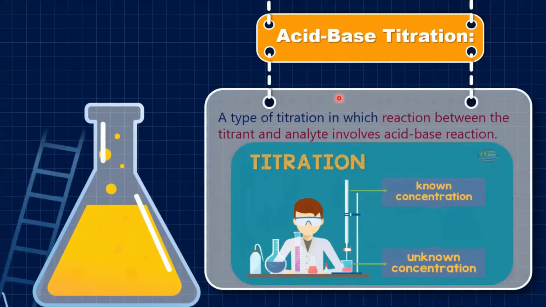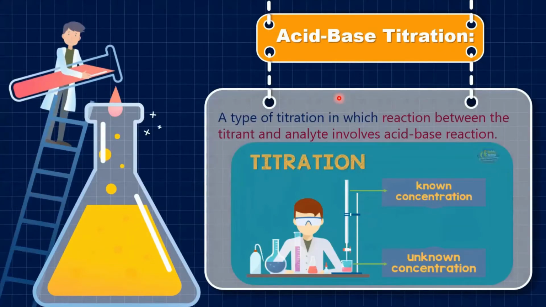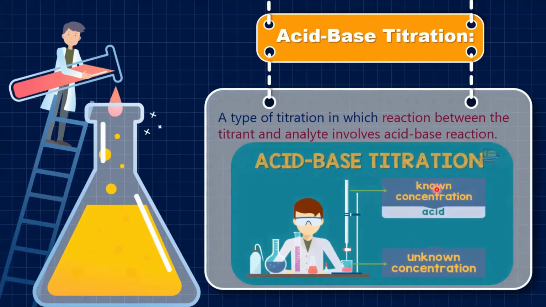I'm going to discuss acid-base titration and how it can be useful in the determination of organic compounds. Basically, it is a type of titration in which the reaction between the titrant and analyte is an acid-base reaction. For example, an acid solution of known concentration is reacted with a base of unknown concentration, and in this way the unknown concentration of the base can be determined. Similarly, we can take a base with known concentration and react it with an acid of unknown concentration, and in this way we can determine the concentration of the acid.